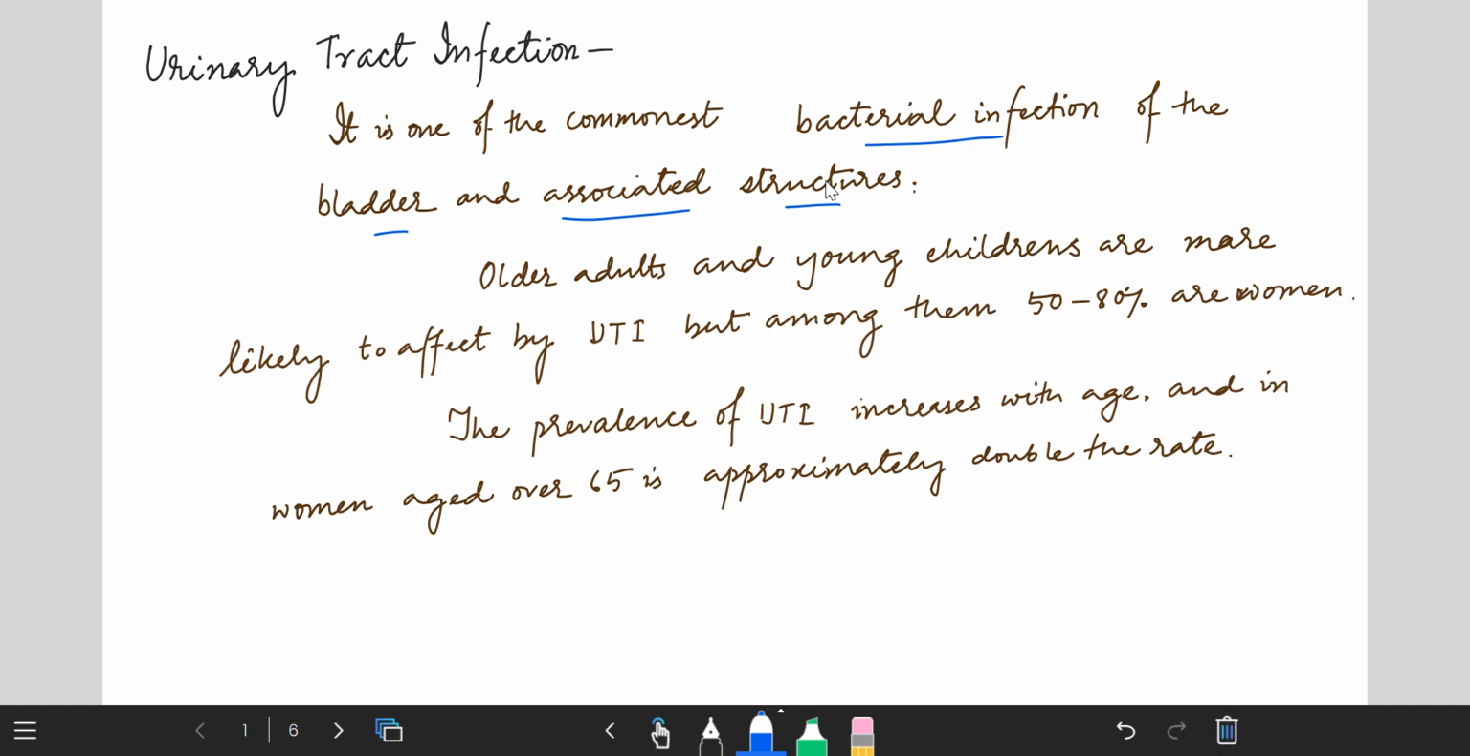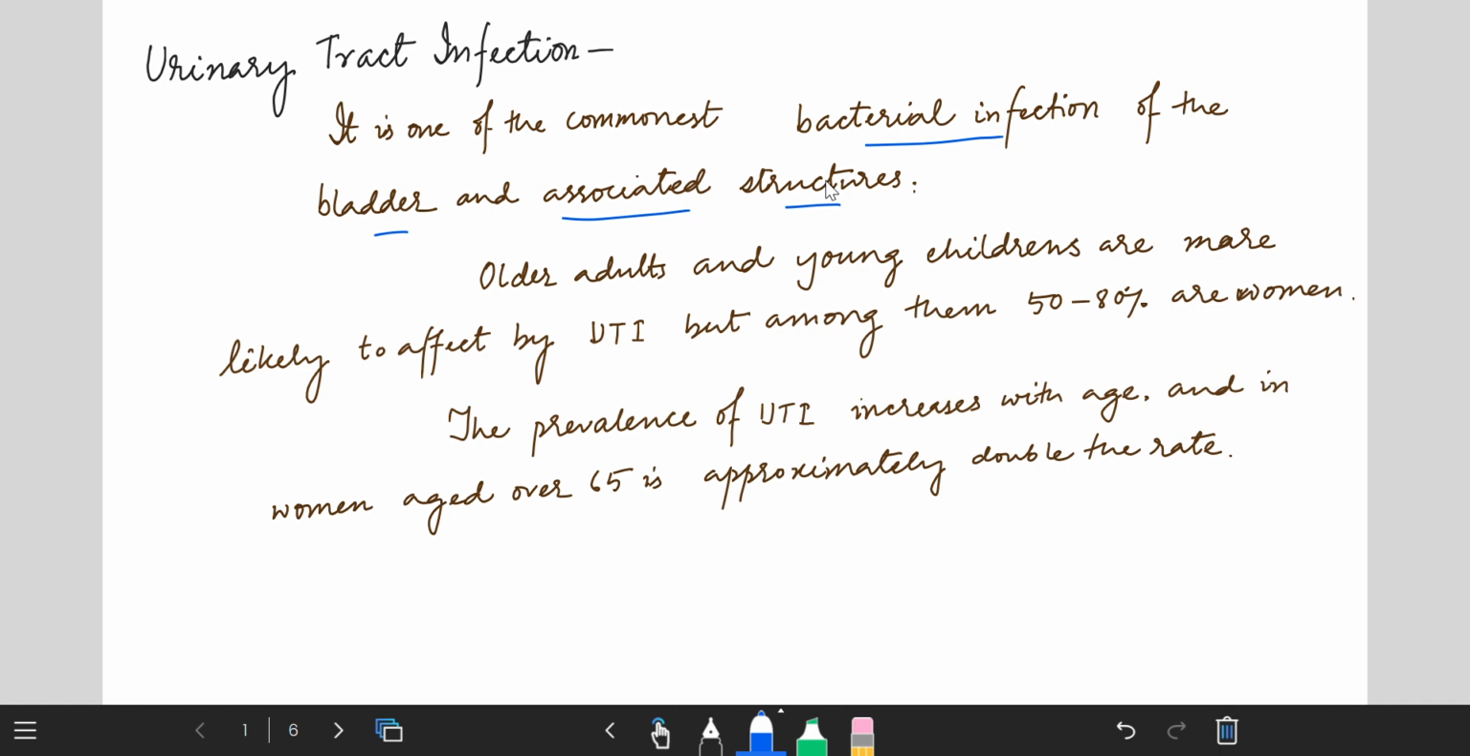Okay. So when the bacteria travels from the skin or the rectum and enters the urethra or your urinary tract, or if there is any remaining urine in your bladder, it can cause a bacterial infection in your urinary tract.